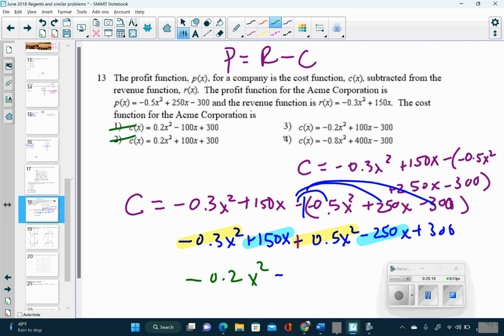So these two are out. This is out automatically. If I do 150x minus 250x and I combine those terms, that's going to be the same thing as negative 100x, which so far right now it looks like this is going to be the answer. And then I have the plus 300, which is chilling by itself, so I'm going to bring that down. So plus 300, and that is answer choice number 3.